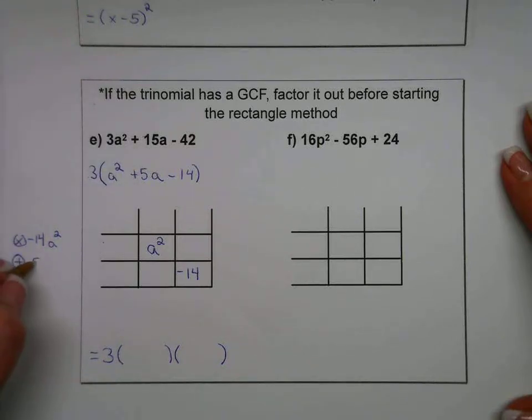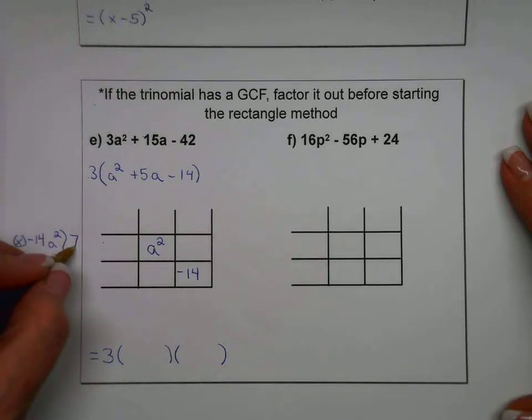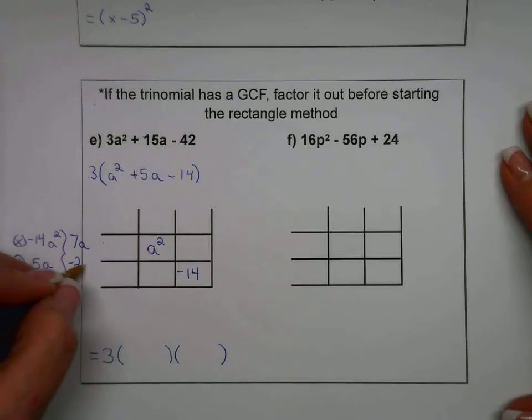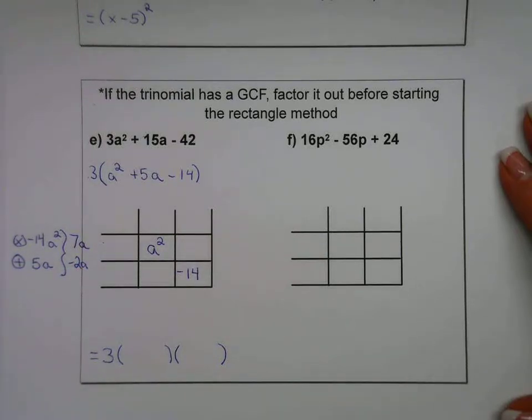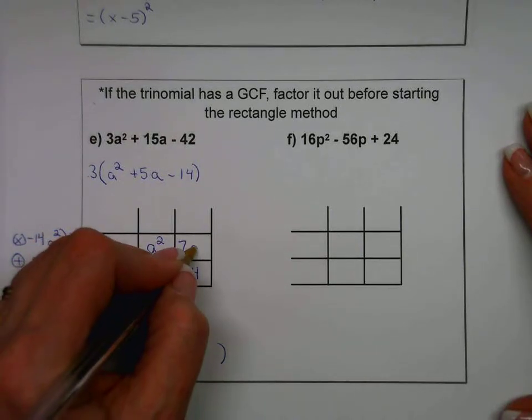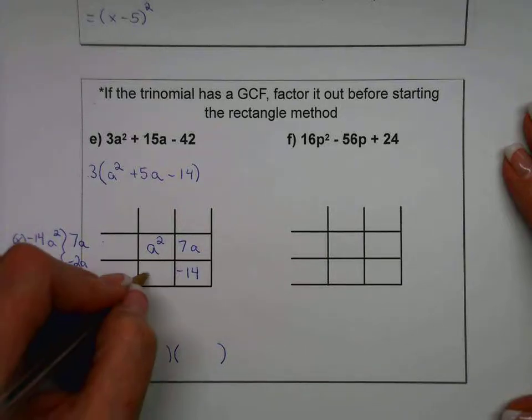So I have to find numbers and letters that when I multiply them together I get the negative 14a squared, and when I add them together I get the 5a. That's going to give me one option only, which in this case, to satisfy both conditions, I would need a 7a and a negative 2a, which I place in the 2 open areas. 7a, negative 2a.